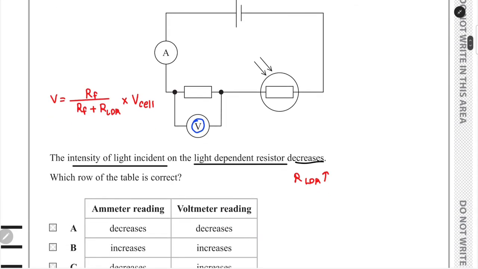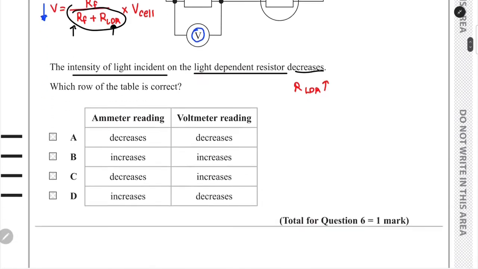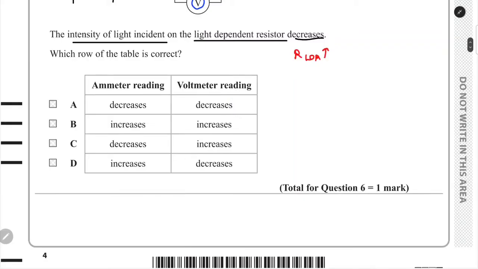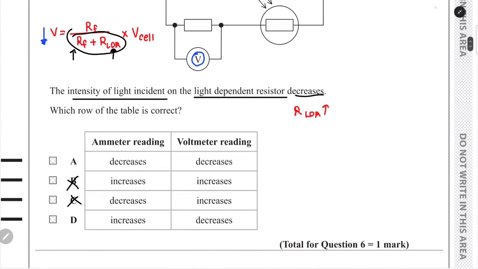Now in this case, R LDR, this value over here increases. If this increases, the denominator as a whole will increase. However, the numerator is fixed. So if the denominator increases and the numerator stays the same, the value V will decrease. So the voltmeter reading should decrease over here. Option B and C are out of the question. We are left with option A and D.